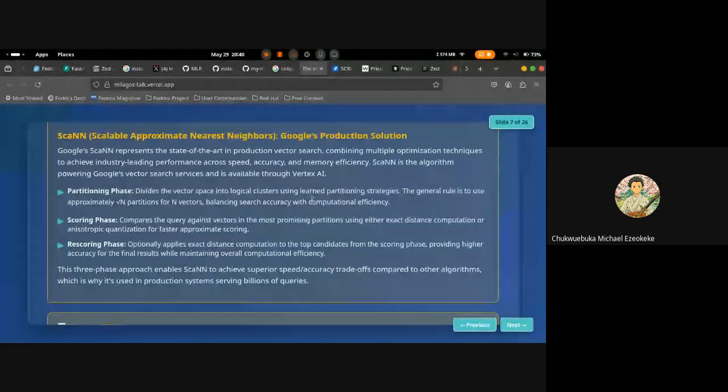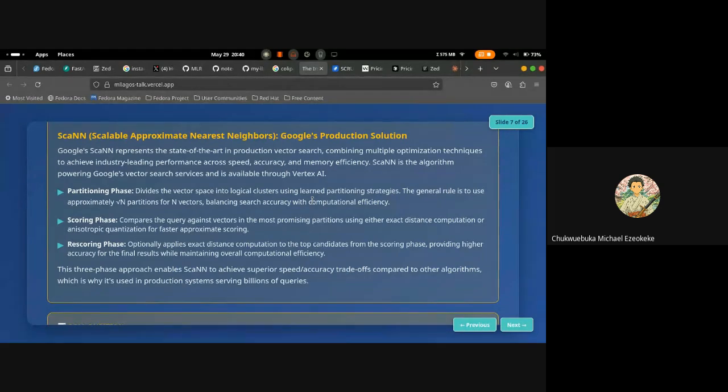So another approach is ScaNN, the scalable approximate nearest neighbors. It is an approach that Google researchers are currently working on, which they are proposing might be better than what we currently have available. What Google's ScaNN does is that it represents the state of the art of production vector search, and it's available in Vertex AI.